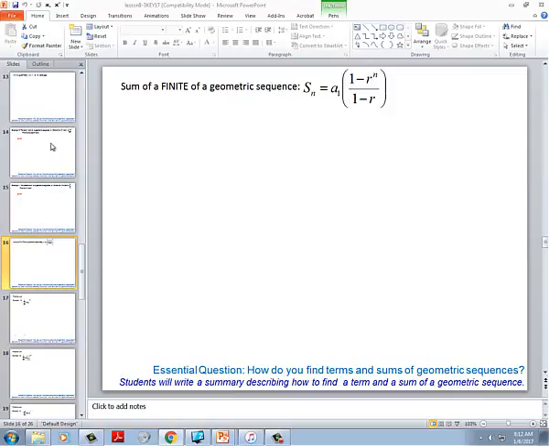So I think we left off on 9, right? Or we did 9. So we're going to skip 10 and 11. All right, we're just going to go to this sum of a finite geometric sequence formula. So let's just go there.